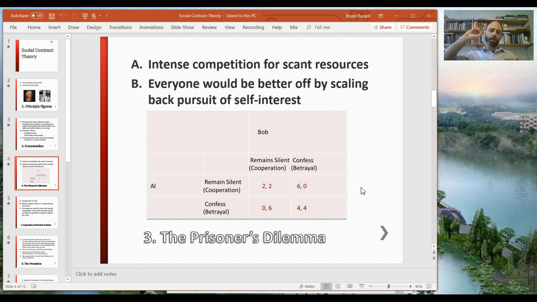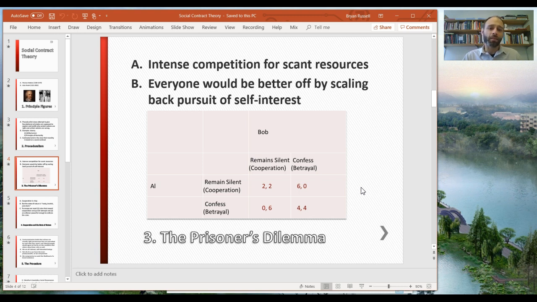In the top right and bottom left, there's 6 years being served by one person. And then bottom right, there's 8 years. So what we get is a situation where each person rationally pursuing their own self-interest ends up with the worst outcome. So they both serve 4 years, 8 years total served, whereas the best outcome would have been they both cooperate. But there's no real incentive for them to cooperate because regardless of what the other person does, they'll always be better off if they confess, if they betray the other person.